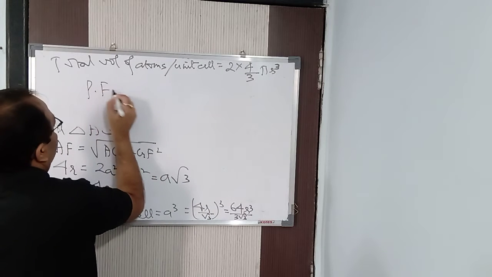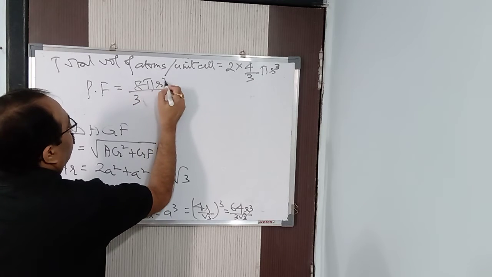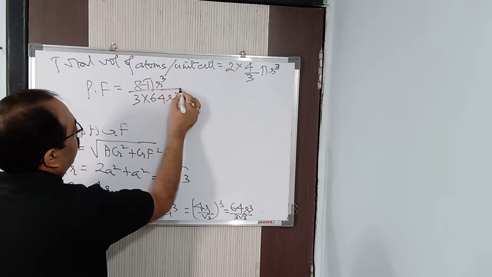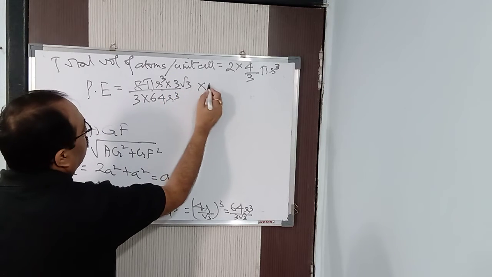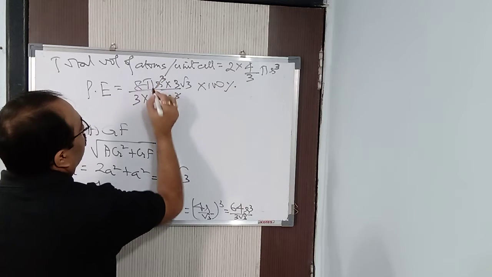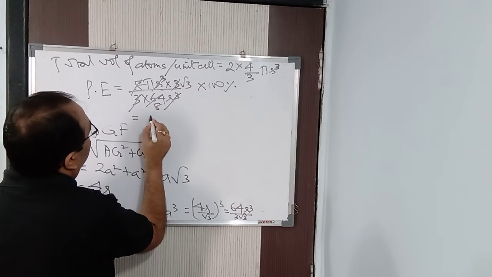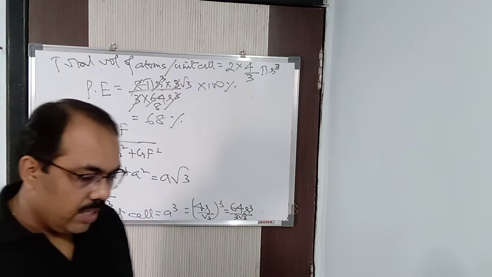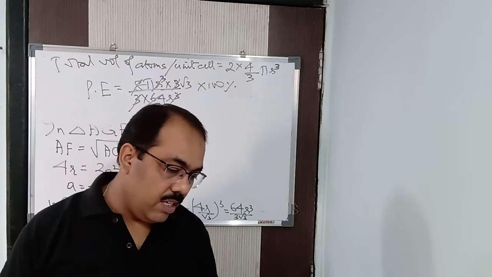So packing fraction will be how much? 8 by 3 pi r cube divided by 64 r cube by 3 root 3. When I convert it into efficiency, I multiply by 100%. R cube cancels, 8 and 64 cancel, 3 and 3 cancel. You will get the answer as 68%. So the packing efficiency, you got it as 68%.